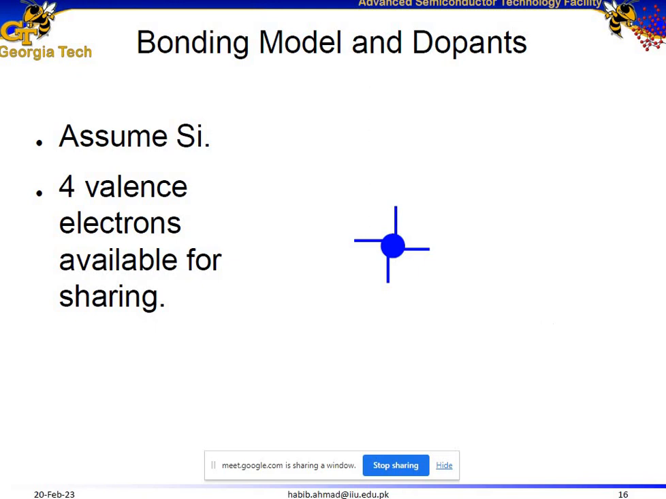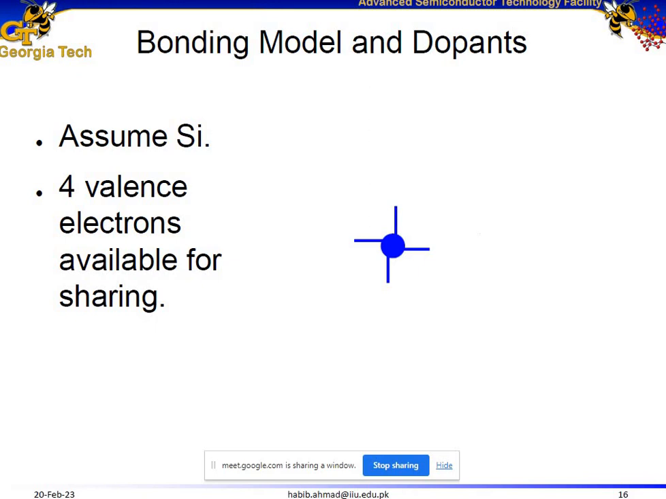Moving on to the next concept, which is bonding, model, and dopants. And consider the example of silicon. How many electrons do we have in the outermost shell of silicon? Before that, what is the atomic number of silicon? You can Google it, right, if you don't know. The atomic number of silicon is 14.